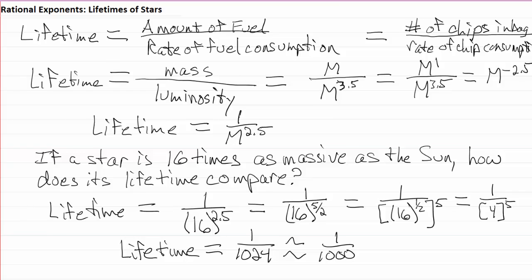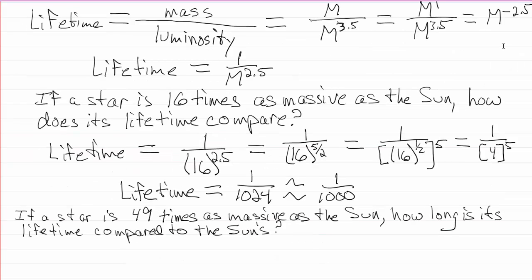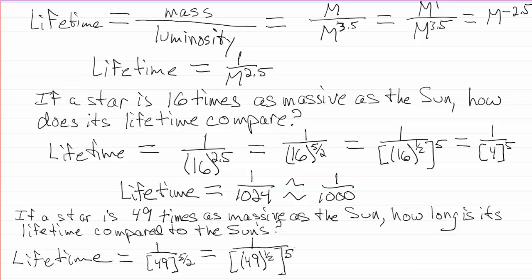Let's look at another example. If a star is 49 times as massive as the sun, how long is its lifetime compared to the sun's? We'll do it the same way. The lifetime will equal 1/49 to the 5 halves, and I'm going to go through the same thing I did before. 1/49 to the 1/2 raised to the 5th power. 49 to the 1/2 is the square root of 49. It'll end up being 1/7 to the 5th, a number I have to do on my calculator.